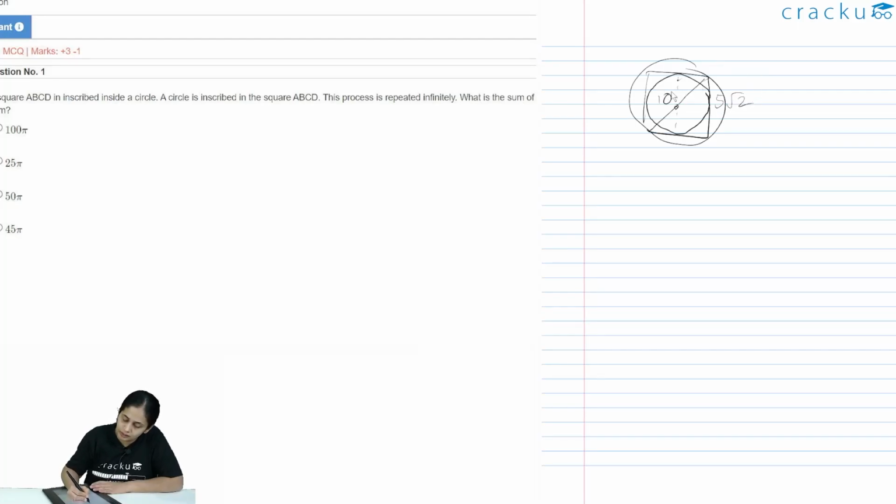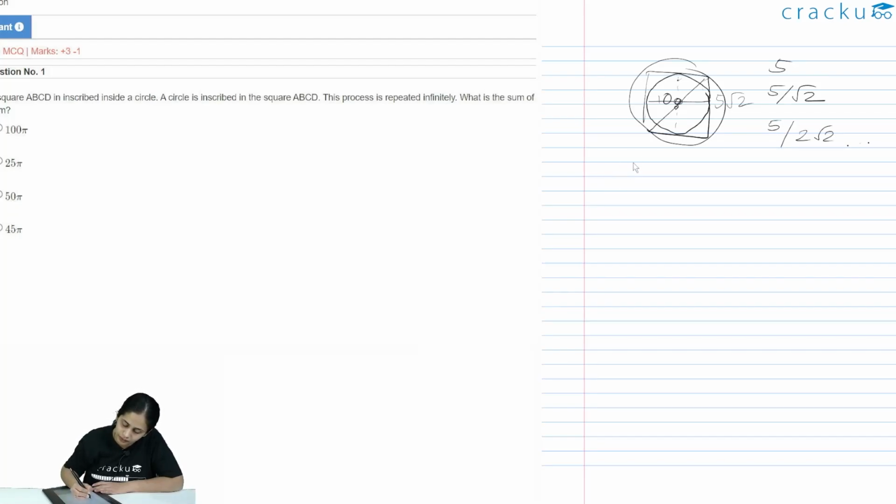Then the circle inscribed inside of it would have a diameter of 5 root 2, which means that the first radius is 5, the second radius is 5 by root 2. Then this geometric progression will continue. So this will be 5 by 2 root 2 and so on.